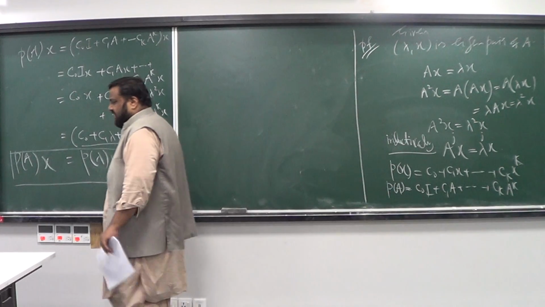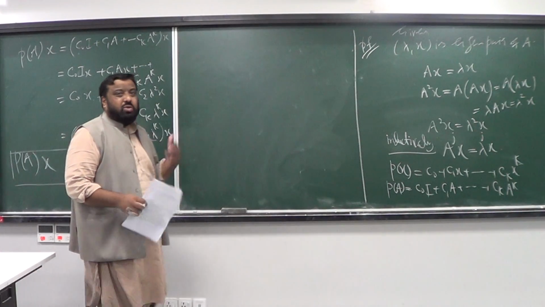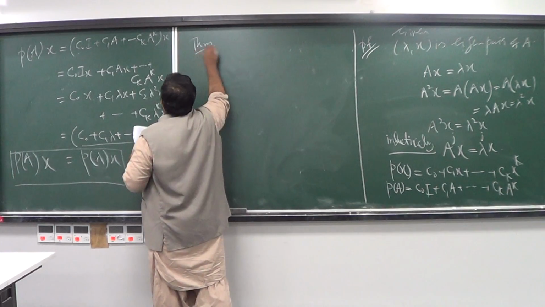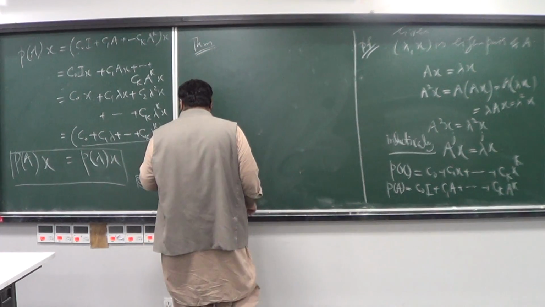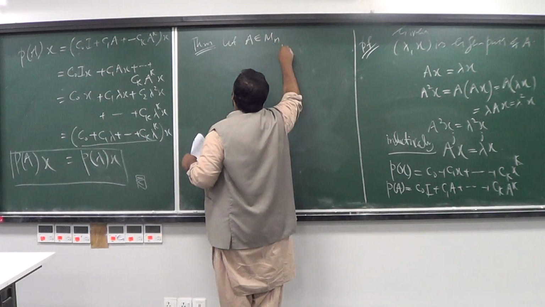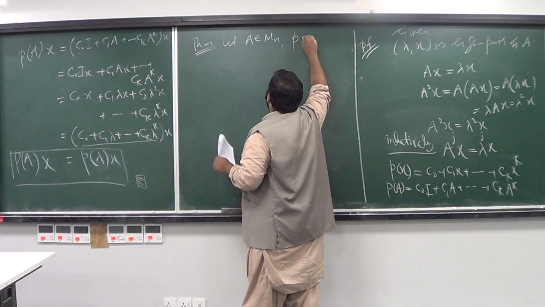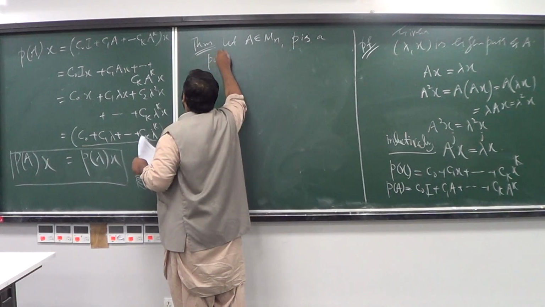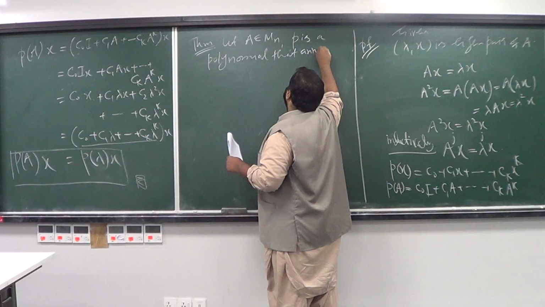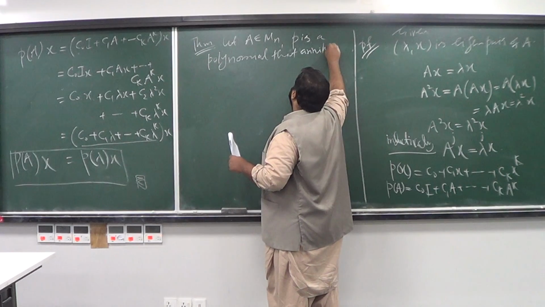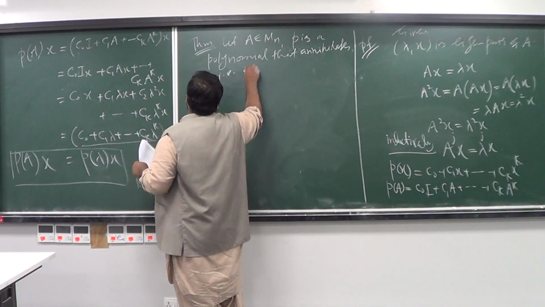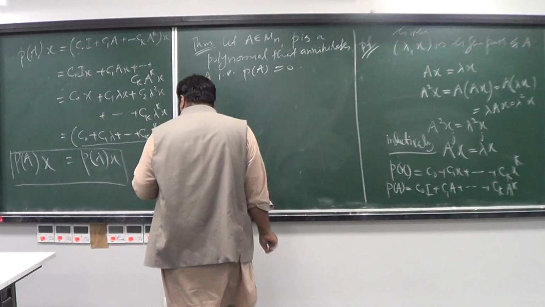Let's take one step ahead towards counting the number of eigenvalues of a matrix A. So here is a little theorem, and the theorem goes like this: consider you have an n by n matrix, and P is a polynomial of some degree that annihilates matrix A. That is, P of A is the zero matrix.